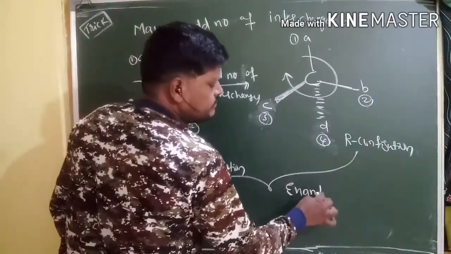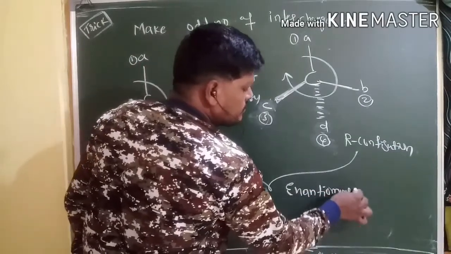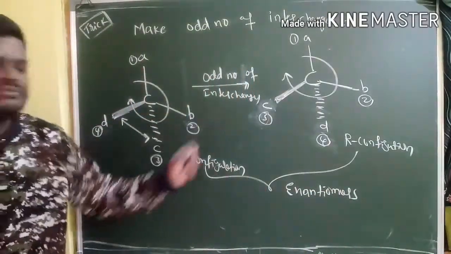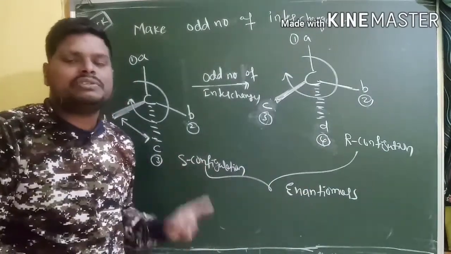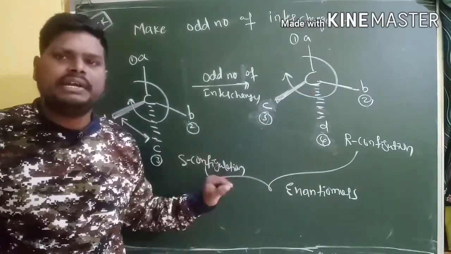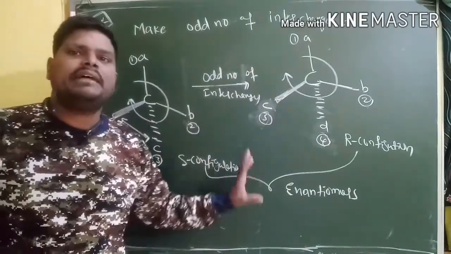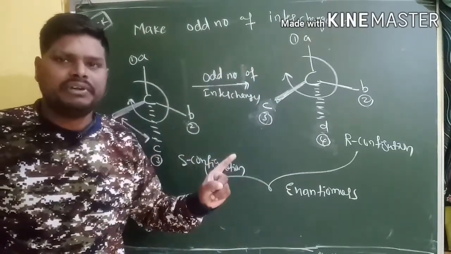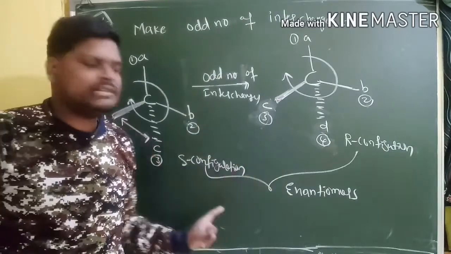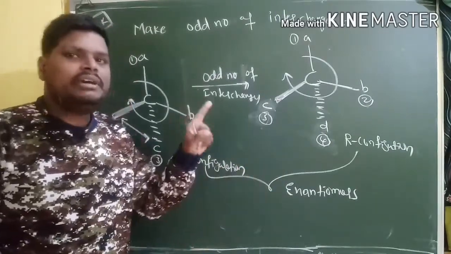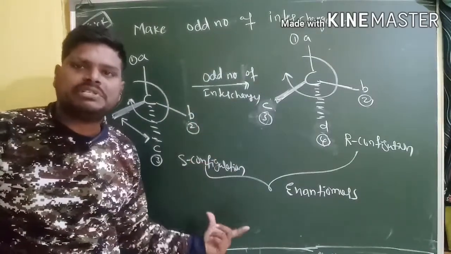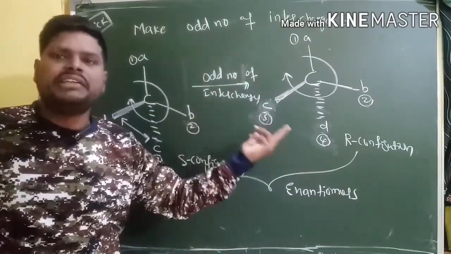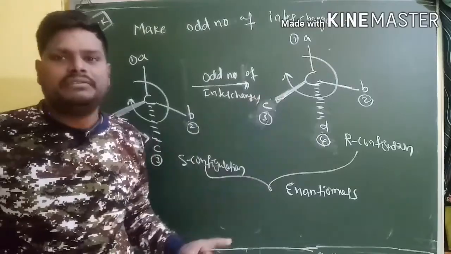enantiomers. Right, these two are called enantiomers. Why? S configuration and R configuration, both are opposite configurations. So the opposite configuration at all chiral centers is called enantiomers. Once again, opposite configuration at all chiral centers is called enantiomers. So here, what do you understand? When an odd number of interchanges takes place, enantiomers are obtained. When an even number of interchanges takes place, homomers are obtained.